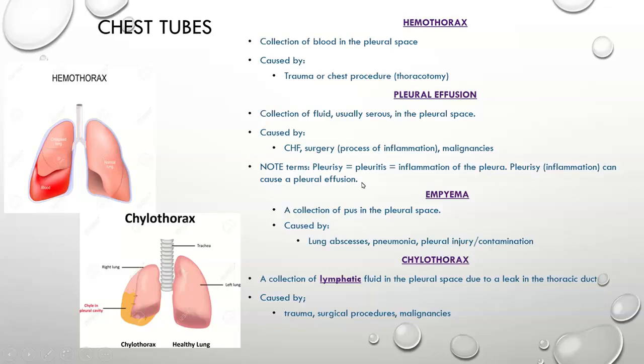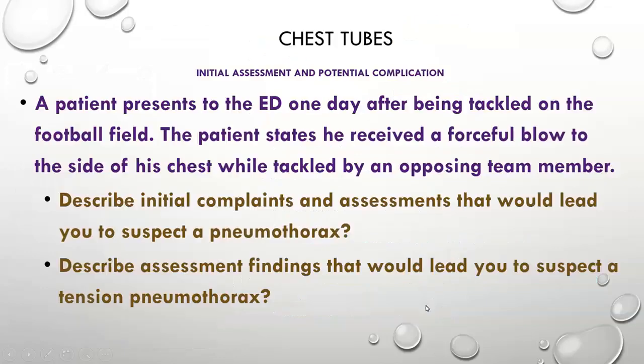Now, I do want to note some terms because this is what students commonly get confused on. What is pleurisy? Now, you guys know, well, pleur is going to be something to do with the lung, but pleurisy is the same thing as pleuritis, and that's simply inflammation. Now, inflammation or pleurisy or pleuritis can lead to a pleural effusion, but pleurisy in and of itself, a chest tube is not needed for pleurisy. A chest tube would be needed if the pleurisy caused a pleural effusion, a lot of fluid that collects in the lung. Chylothorax is lymphatic fluid. Empyema is pus. Again, read these for the details.